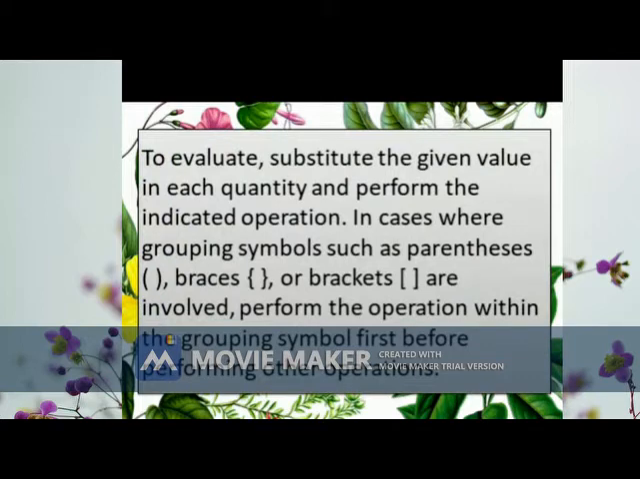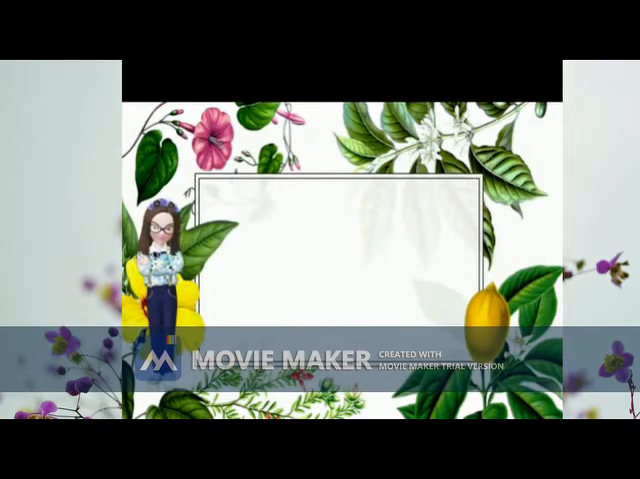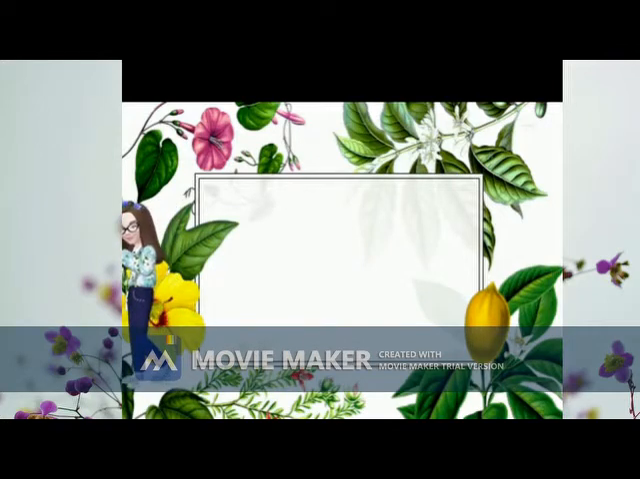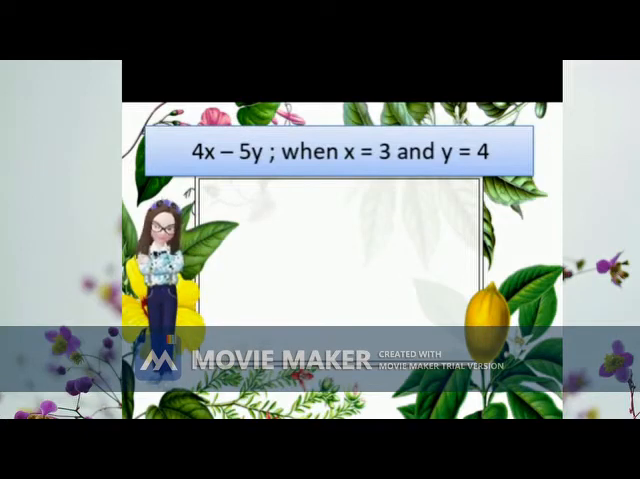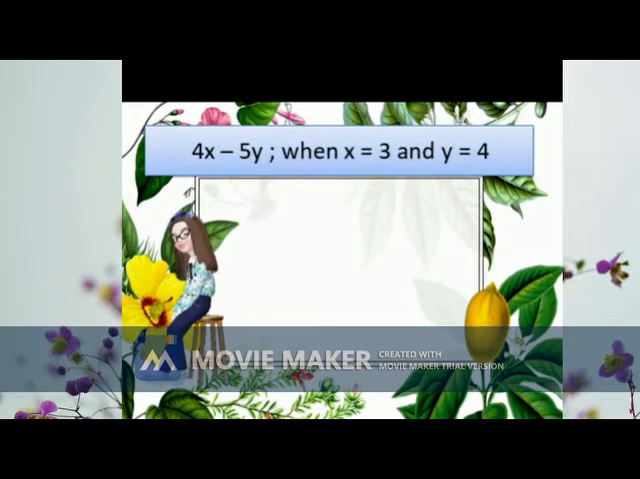So to evaluate, substitute the given value in each quantity and perform the indicated operation. In cases where grouping symbols such as parentheses, braces, or brackets are involved, perform the operation within the grouping symbol first before performing other operations, or what we call the PEMDAS rule. So let us have some examples, starting with 4x minus 5y when x is equal to 3 and y is equal to 4. So we need to substitute x with the number 3 and y with the number 4.